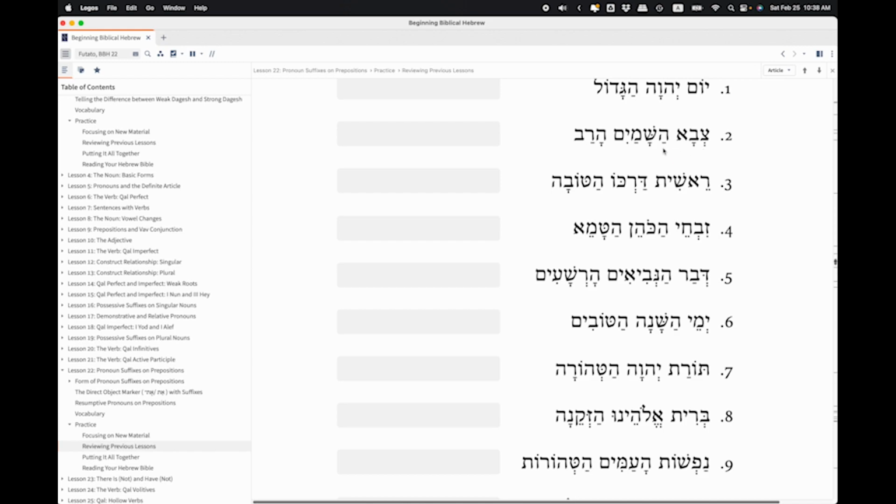And it is in construct with HaShemayim. Okay, so HaShemayim is the sky or the heavens. So this would be the host or the army. We say the because the definiteness of the construct depends on the definiteness of its absolute. The army of the heavens, or the army of the sky, HaRav. Okay, so HaRav. Is HaRav modifying the army or the sky?